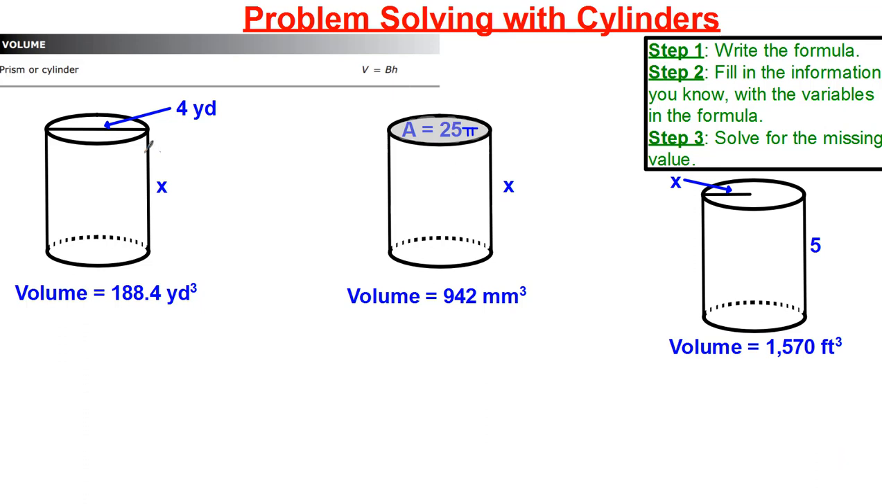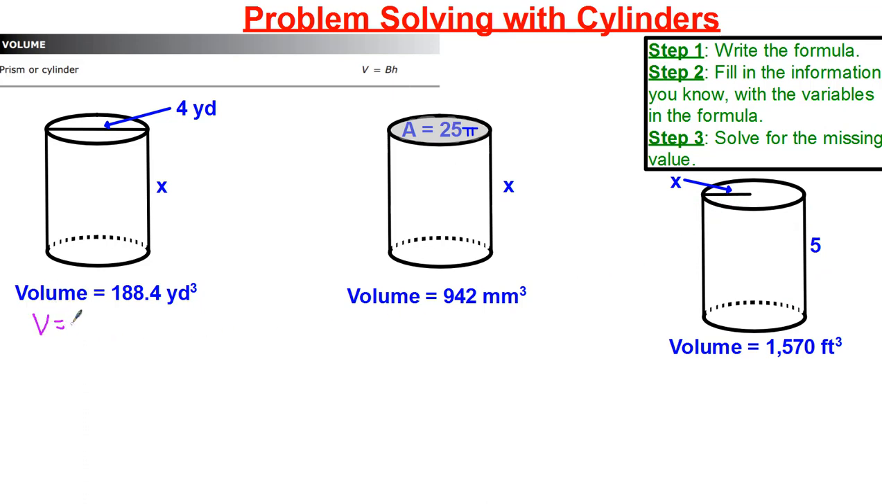So there's three situations in which you'll run into. One situation is you know the radius and you don't know the height. The other situation is you know the area of the base but you don't know the height. And then the final, probably most difficult situation is you know the volume, you know the height, but you don't know the radius. Alright, so let's get started here.